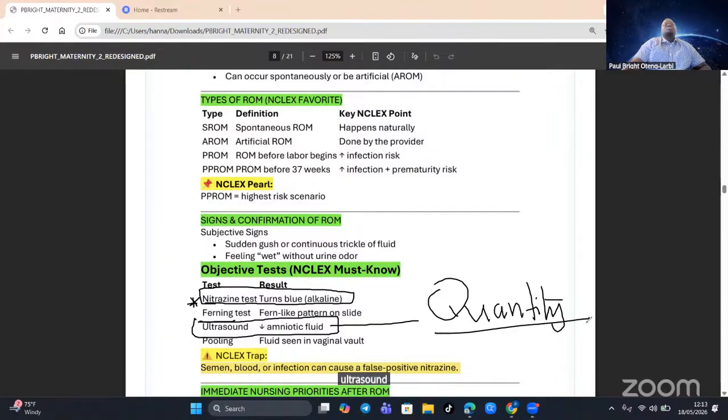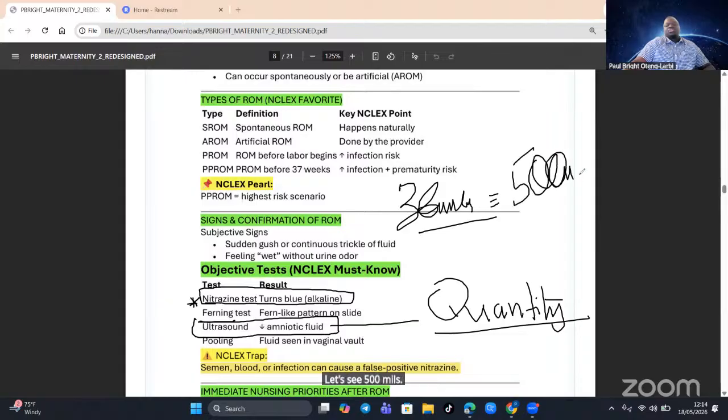Ultrasound. The quantity, the volume. Okay, so when the volume has decreased, they will look at how many weeks are you? I am 36 weeks. Okay, at 36 weeks, you are supposed to have, let's say, 500 mils of amniotic fluid. But at 36 weeks the amniotic fluid is 200.